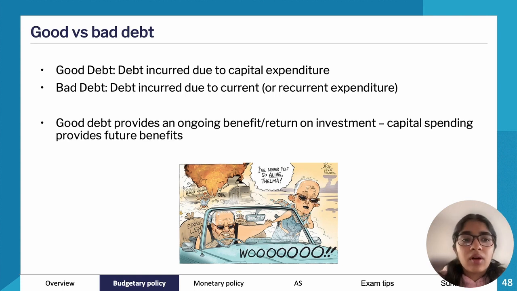Another example of bad debt could be once-off costs for the government. So stuff like, I can't think of anything except employees at this moment, except salaries, but it's just sort of once off and it doesn't give you any benefit in the future.